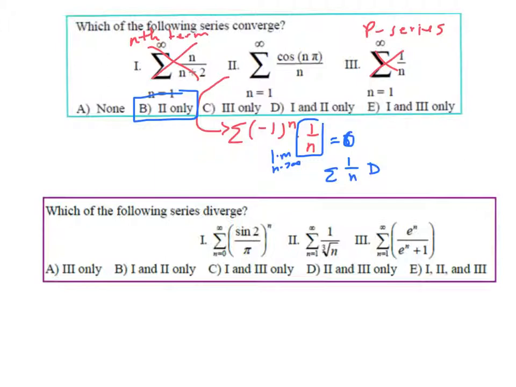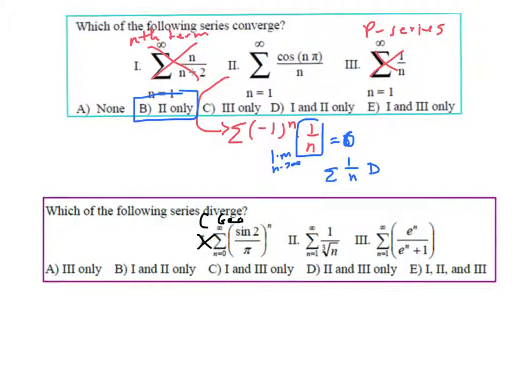Well, this first one, sine of 2, I don't know what it is, but I know it's less than pi because it's got to be between negative 1 and 1. So this is a number raised to the nth. This is a convergent geometric series. So we're asked which one diverges. This one's out. I'm going to put a convergent geometric just right above there.